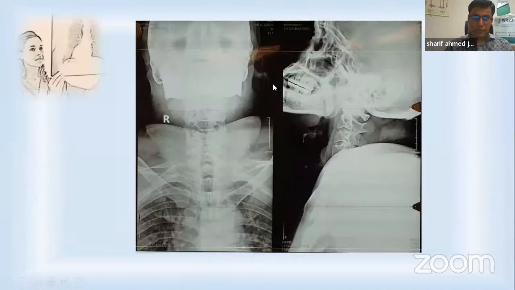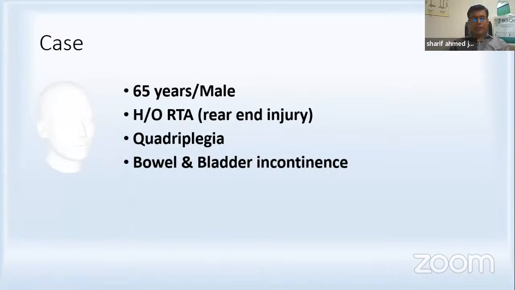Before we start the case, this is a case of a 65-year-old male with a history of road traffic accident. Typically it's a rear-end injury. It occurred when he was traveling in a rickshaw and a bus struck from behind. Just after that trauma, the patient became unconscious and he cannot remember the incident.